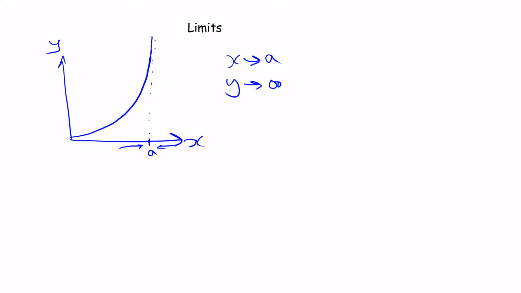But what if we had to do this without a graph? How would we work this out? Or how would we write this down mathematically? To do this we use limits. And to write this down we would say that the limit as x tends to a of f of x is equal to the limit L, or in this case it would be infinity.